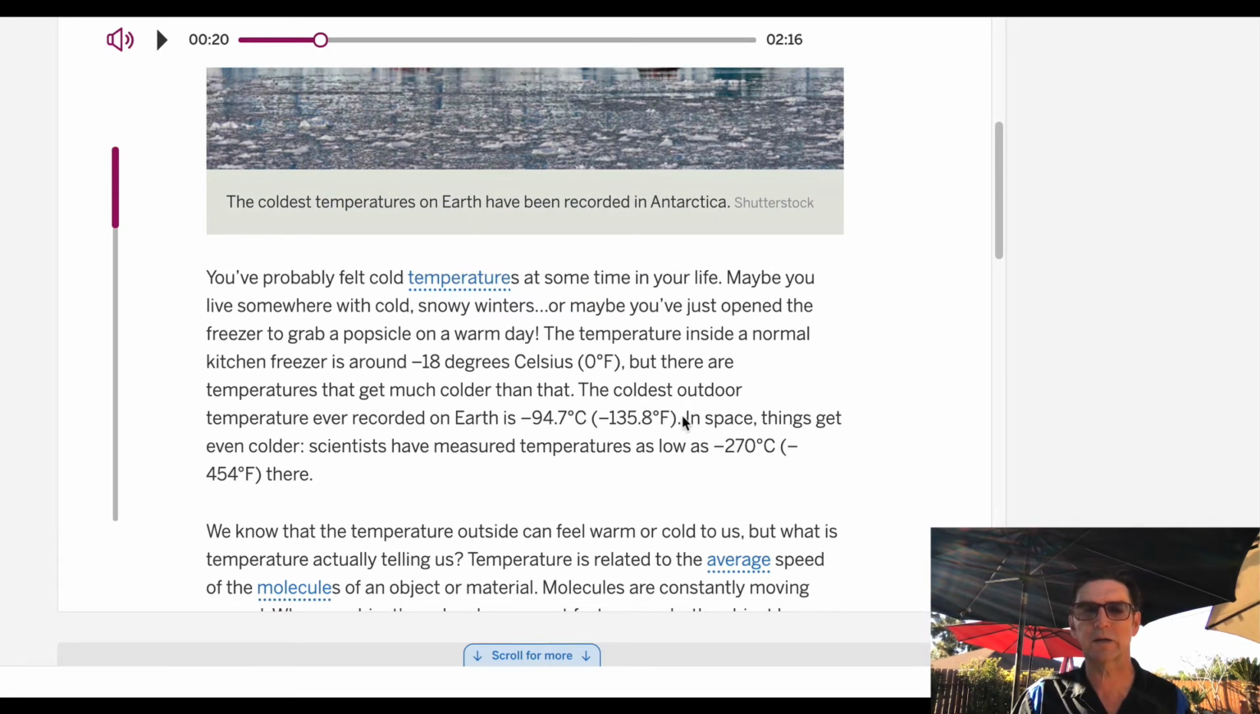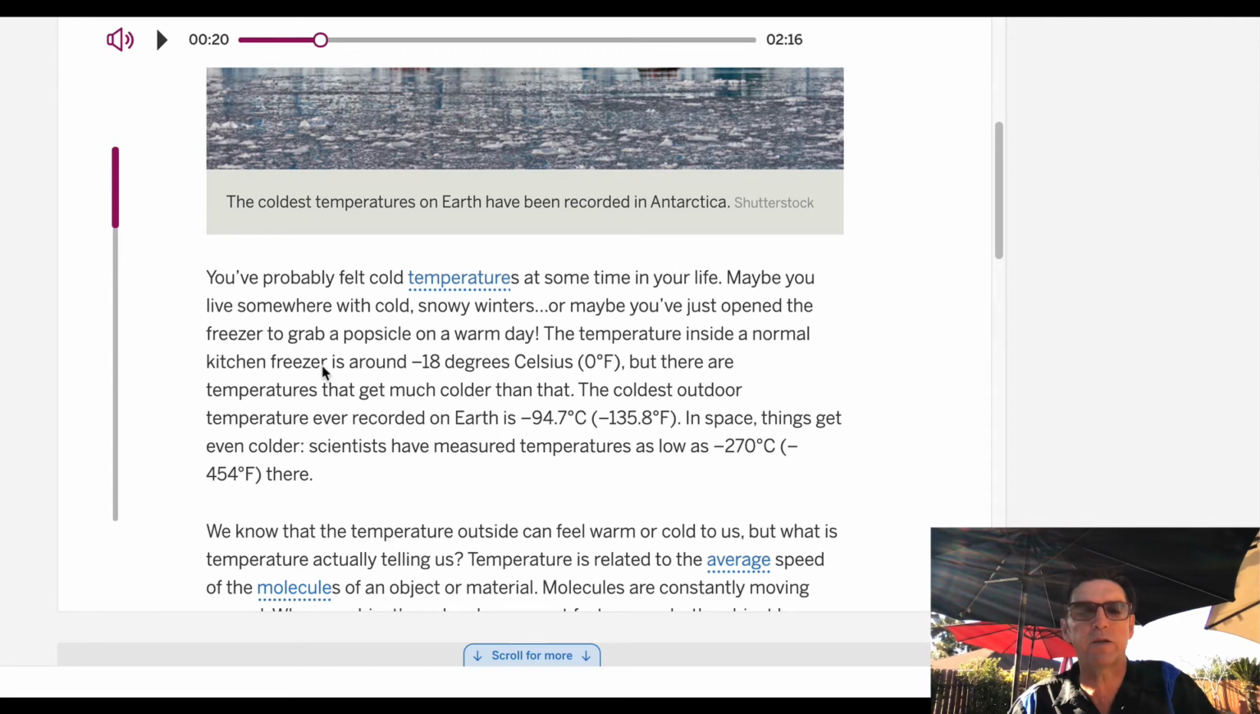Okay, let's take a look here. The temperature inside a normal kitchen, by the way, always follow along when you have an audio. It's going to help you to become a better reader. Remember, you make the choice to get smarter every single day. You follow along, you read, you think, you get smarter. You daydream, you don't pay attention, you don't get smarter.